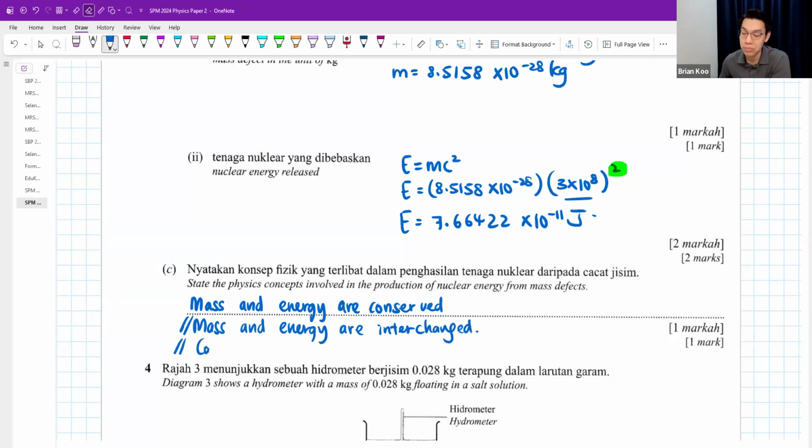Or you can also say it's conservation of energy. Anything that says mass and energy is conserved, interchanged, or equal, equivalence, you can say equal. You can even say they are directly proportional, they should accept that also. That is talking about how E and M are directly proportional, but the c squared is just a constant, right?